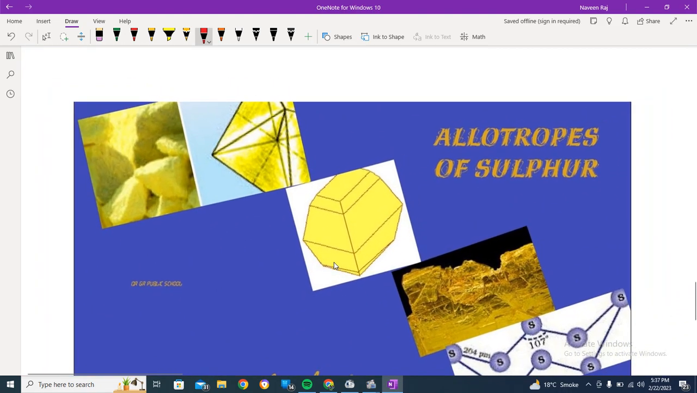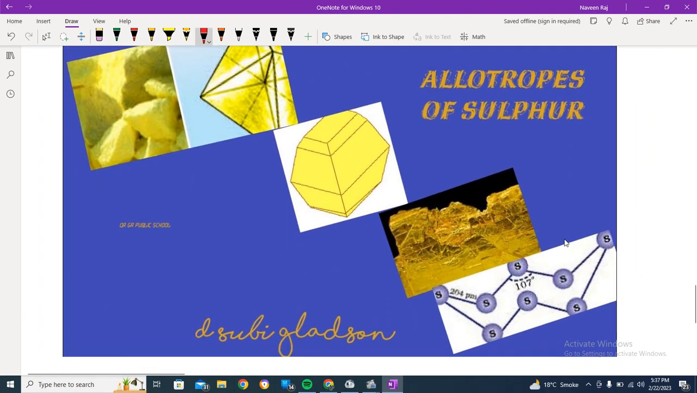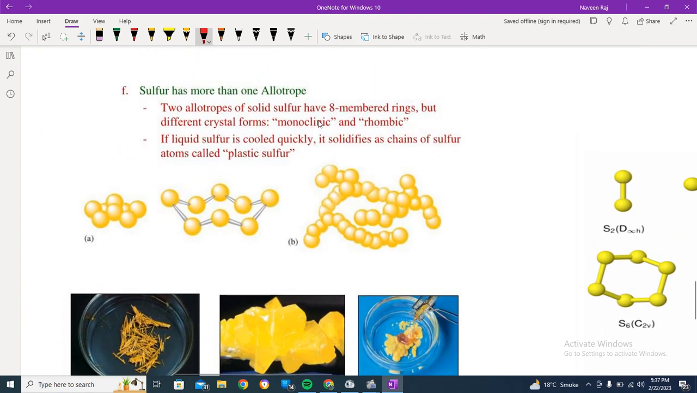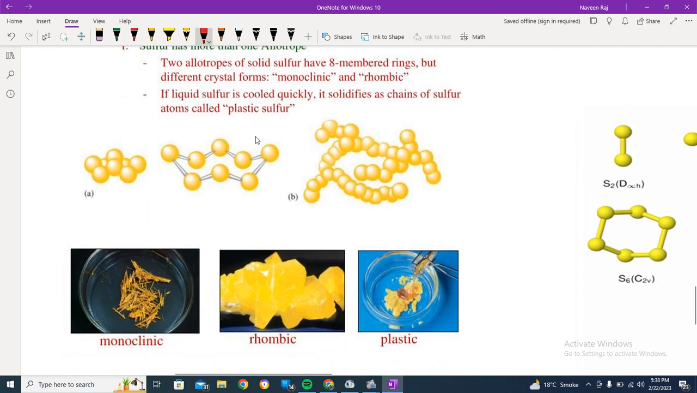Here you are going to see some allotropic arrangements. This is the crown sulfur, which you can say is the rhombic sulfur, the most common one. And we have some others. This is needle sort of, so this is monoclinic, and we have the ordinary sulfur, which is the rhombic. Here you can see solid sulfur, 8-membered rings, but different crystal forms, monoclinic and rhombic. If liquid sulfur is cooled quickly, it forms plastic sulfur. We will discuss this thing. This is the crown formation, this is plastic sulfur, this is monoclinic sulfur, and this is rhombic sulfur.